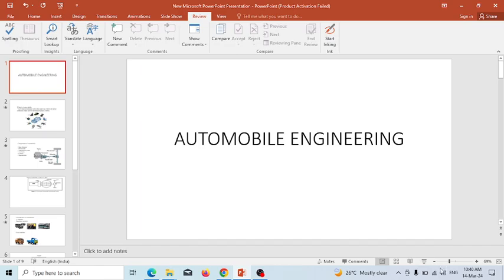Hello friend, today we discuss the theory portion from automobile engineering, which is applicable in the exam for Junior Motor Vehicle Inspector of OSSC and Motor Vehicle Inspector of OPSC. Let's start the theory portion, and then in the next class we will discuss the multiple choice questions related to this topic. So let's start our journey.